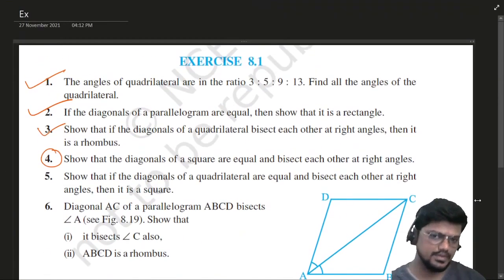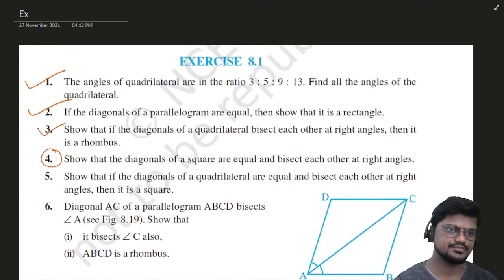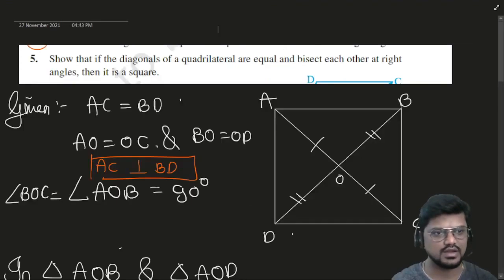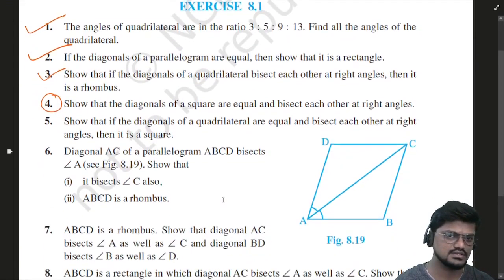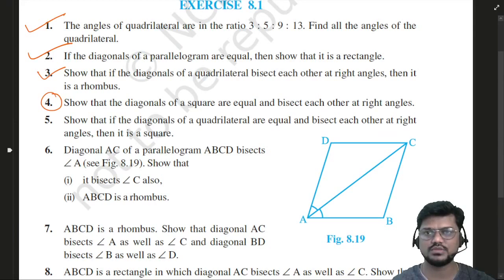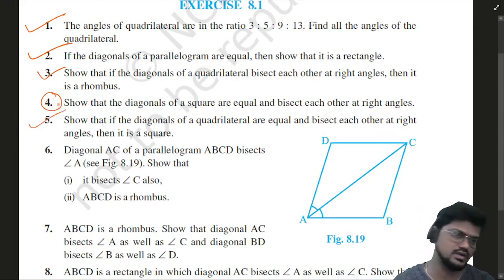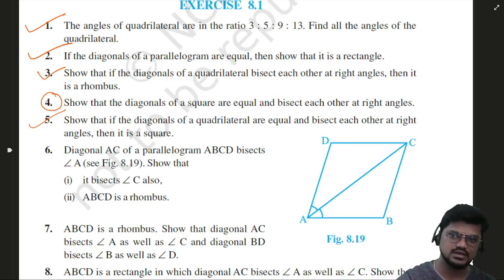Fine. So now we will be going ahead with the topic. In the last class we have done up to question number 5 of this exercise. Up to question number 5 we have completed. Now we'll be going ahead with it. Now the next is question number 6, that is diagonal AC of a parallelogram.